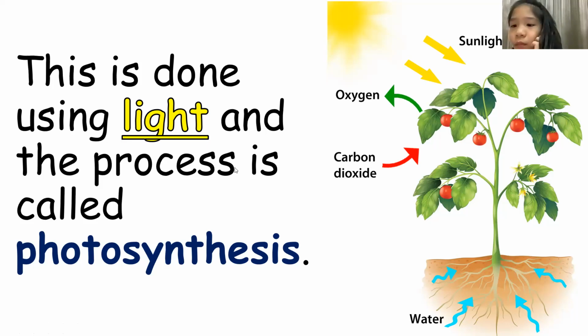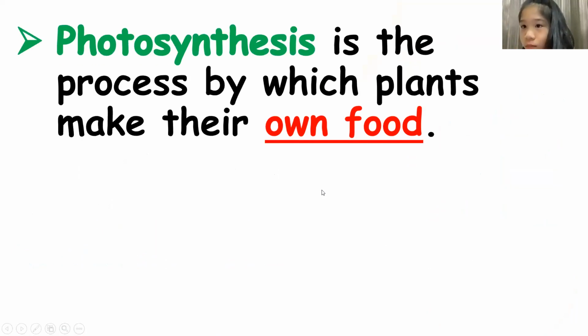So the process is called photosynthesis. As you can see, the leaves of the plant absorb the light from the sun. And this is called photosynthesis. So we continue.